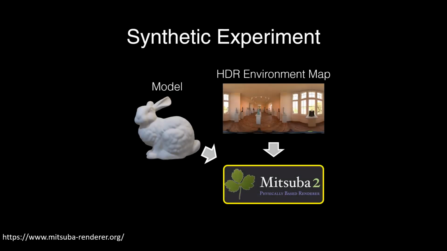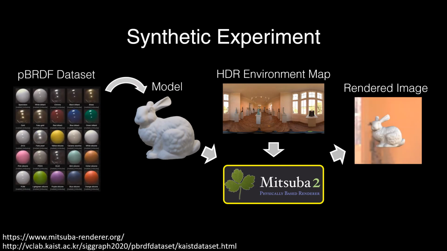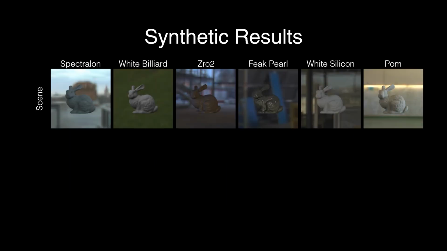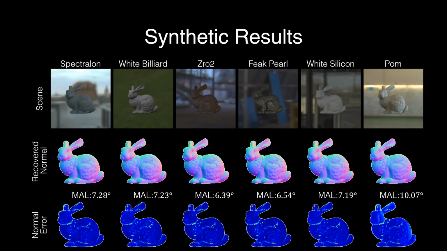We use Mitsuba 2 to render polarimetric images of a target object with an HDR environment map. We use the Areal captured PBRDF dataset to model the polarimetric surface reflectance. Here we show our normal estimation results for different surface materials and under various environment maps. We can see that our method is robust to surfaces with different levels of specularity.